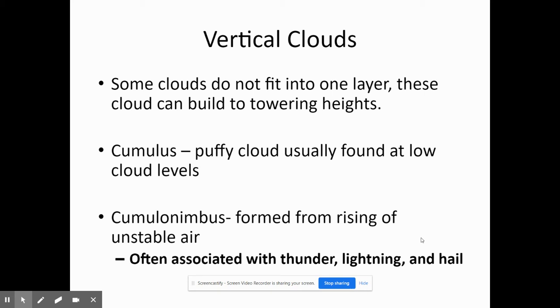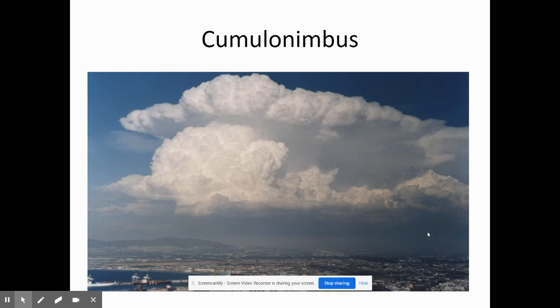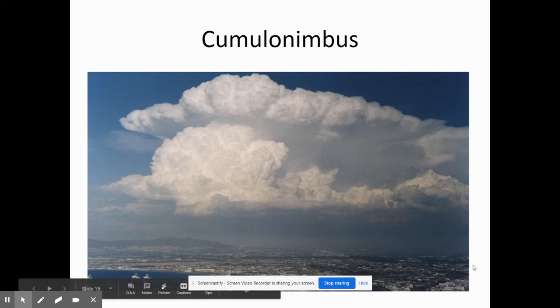Vertical clouds. Some clouds do not fit into one layer. These clouds can build to towering heights. Cumulus, puffy clouds usually found at low levels, but they can also get pretty high. And cumulonimbus form from rising unstable air, and they're often associated with thunder, lightning, and hail. Okay, so here's your cumulonimbus. All right, and when you think of a cumulonimbus cloud, there's this distinct anvil shape that you'll have. Okay, so you see that V-shaped wedge right here? That's indicative of a cumulonimbus cloud.